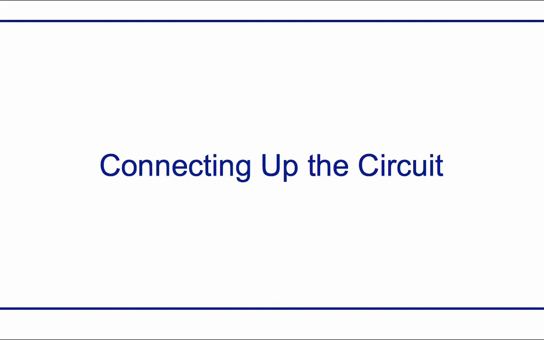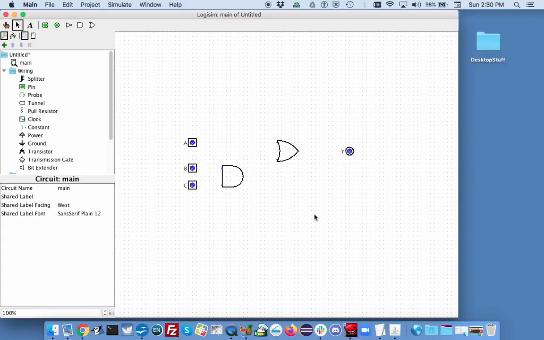Connecting up the circuit. We're finally ready to connect up the circuit. If we use the cursor tool, we can simply click on the tab of an input, then drag the mouse to somewhere on the canvas. Logisim will make one bend in a wire to get us from the starting point to the end point.